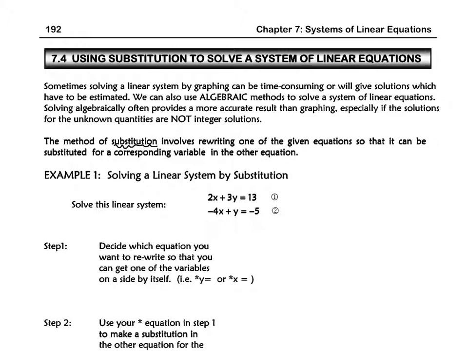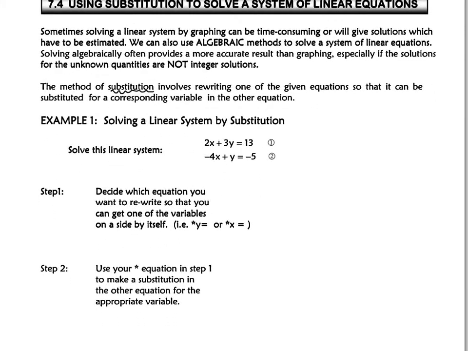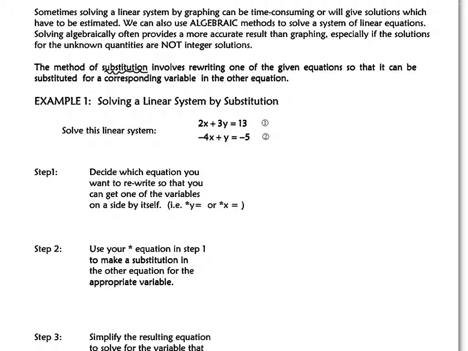And if you look at both equations, the second equation is the one that's a little bit easier to get the variable by itself. So I'm going to take the second equation, negative 4x plus y equals negative 5, and I'm going to rewrite that so that y is by itself. So basically I have to add 4x to both sides of the equation, or bring the 4x over, whatever way you want to look at that. So I end up with y equals 4x minus 5. That's what I call a star equation.